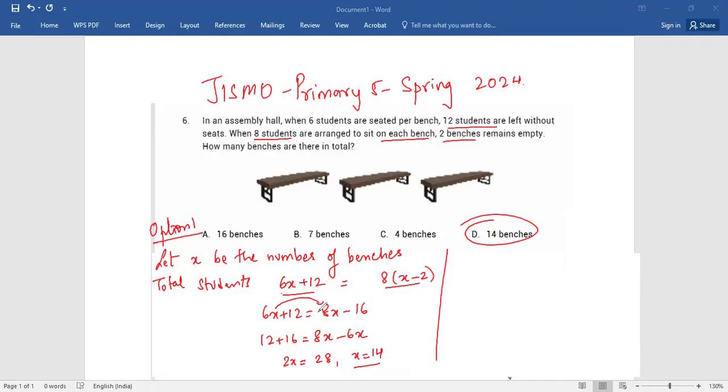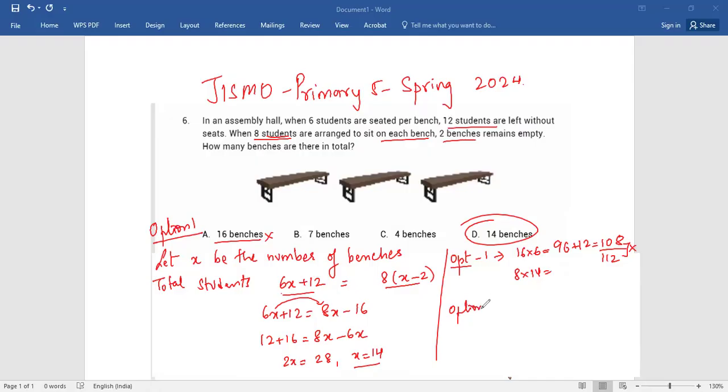You can also, if you don't understand this, go through the options. So let's just try options. For example, if you try option A, assuming there are 16 benches, you do 16 into 6, which is 96. And so 96 plus 12, the total number of students should be 108, which should match here. So if 8 students and 16 benches, so 8 into 14, that will be 112. So these two are not matching. So 16 is not my answer. So you will try for other options.